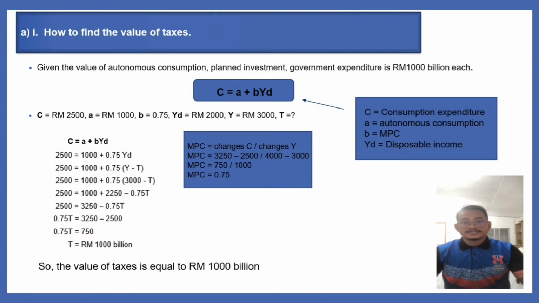To find the taxes, we will extract it from the consumption function. The question given states that C is equal to RM2500, autonomous consumption is RM1000, and MPC is equal to 0.75. Disposable income is equal to 2,000 and national income is equal to 3,000. To get the taxes value, we will use the equation C equals A plus BYd. After calculating, we can conclude the value of taxes is equal to RM1000.